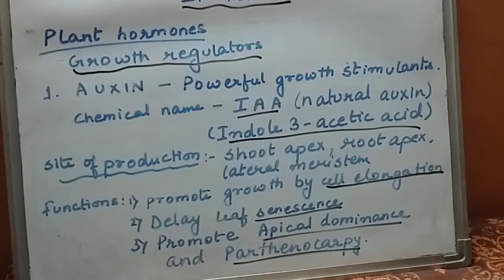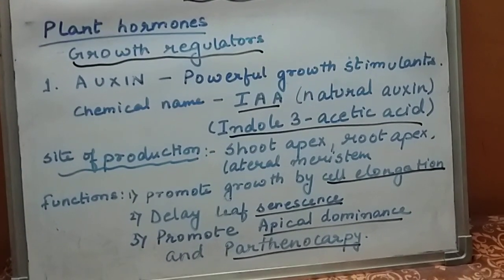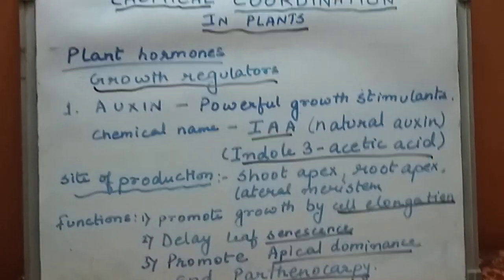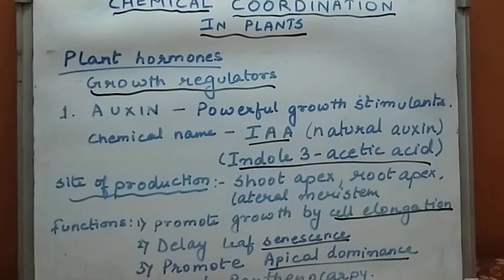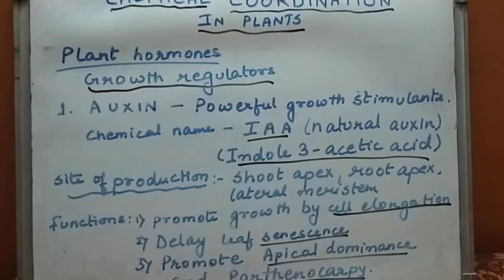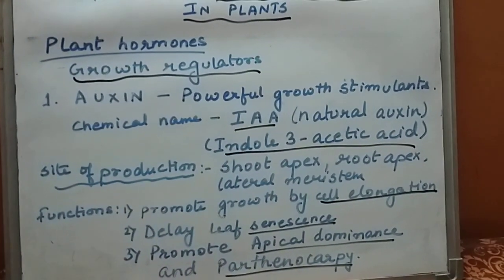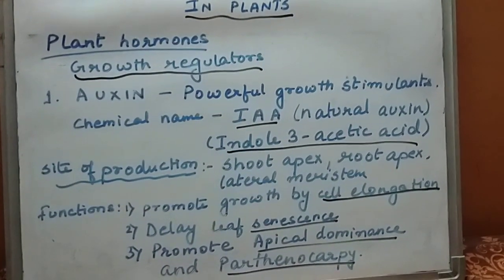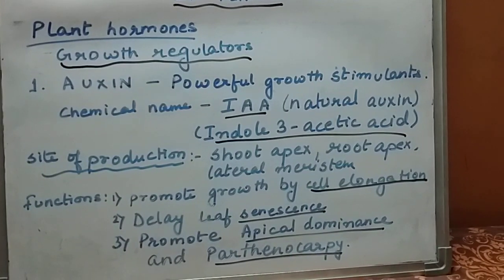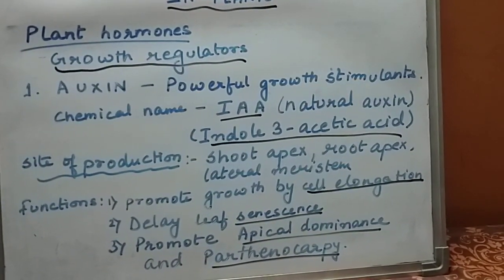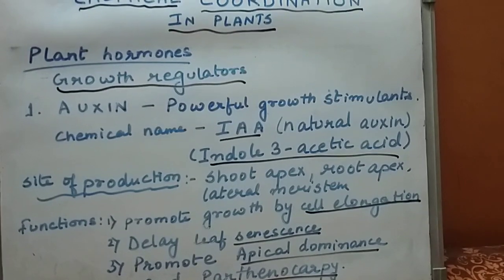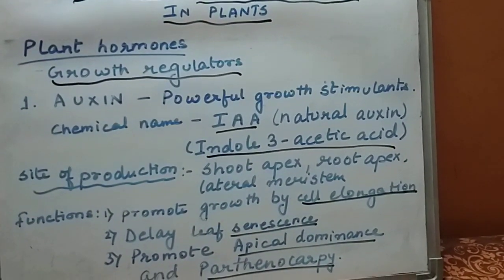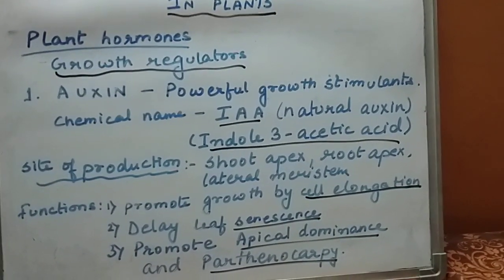Where is this hormone produced? The site of production of this hormone is the shoot apex, root apex, and lateral meristem. As we know, meristematic tissues are continuously growing tissue. They do not stop. So whatever the apical region of the plant, whether it's the stem, root, or the lateral one, the middle one, where the cambium is located, all of them, the part which goes through rapid growth is the part where this hormone is produced.